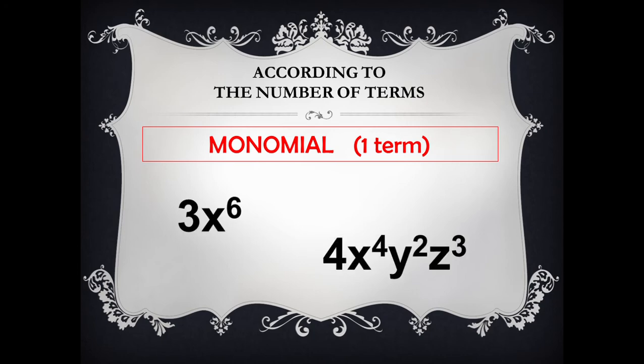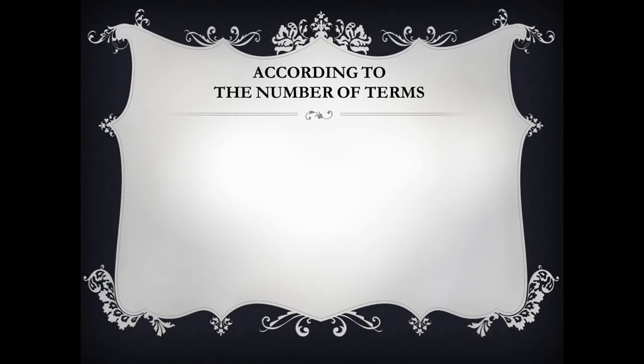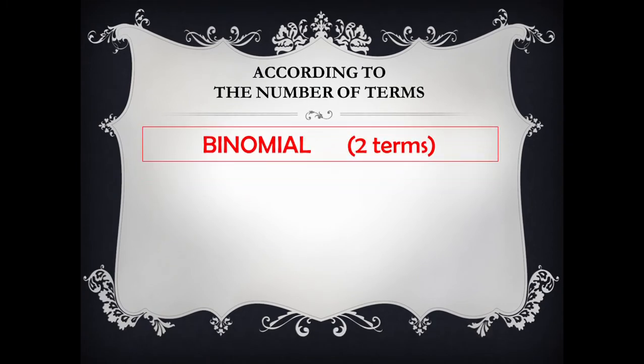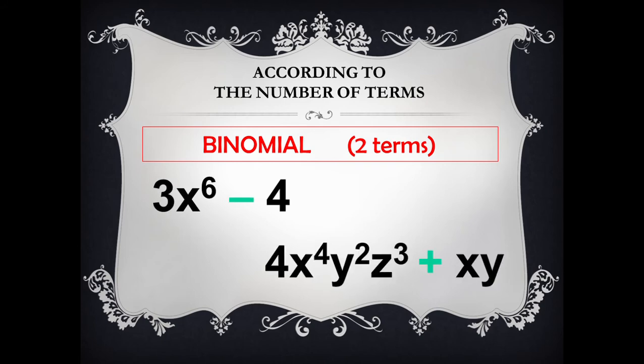How about if the polynomial has two terms? We call it binomial. From the word bi, it means two, just like in a bicycle. A bicycle has two wheels. A binomial must have a plus or a minus sign. Check out the examples. In the first example, the terms are 3x to the 6th and 4. So we have two terms. In the second example, we have 4x to the fourth y squared z cubed and xy. We have two terms.